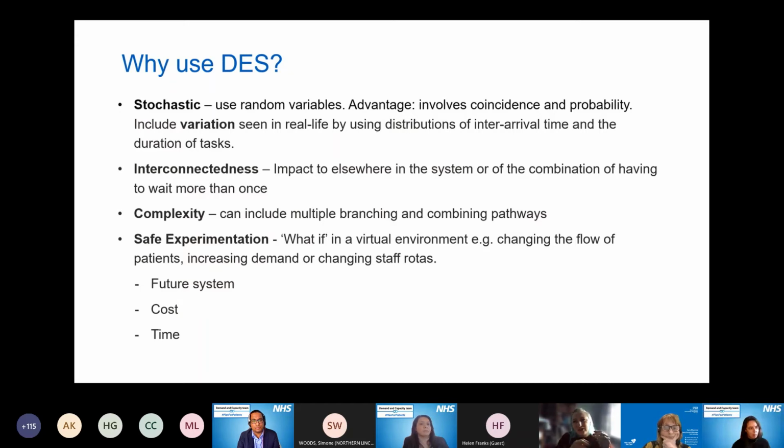It can be used to show impact elsewhere in the system, and combining the different waits at different stages in the system. It can handle that complexity as well, that multiple branching and combining different pathways where characteristics of patients might send them off down different routes within the system. And as Sandra said earlier, it's a safe environment for us to experiment in.